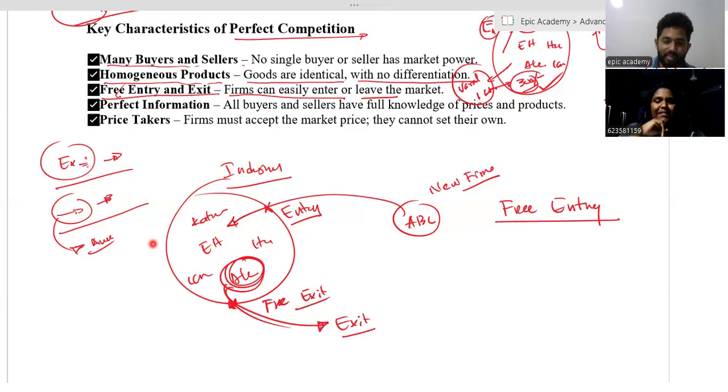Exit barriers. That's the meaning of exit barriers. Exit barriers can be created by using legal frameworks. We call it artificial exit barriers. And also you can have natural barriers. As an example, just consider the farmers who are producing paddy in our area. They cannot exit from that.